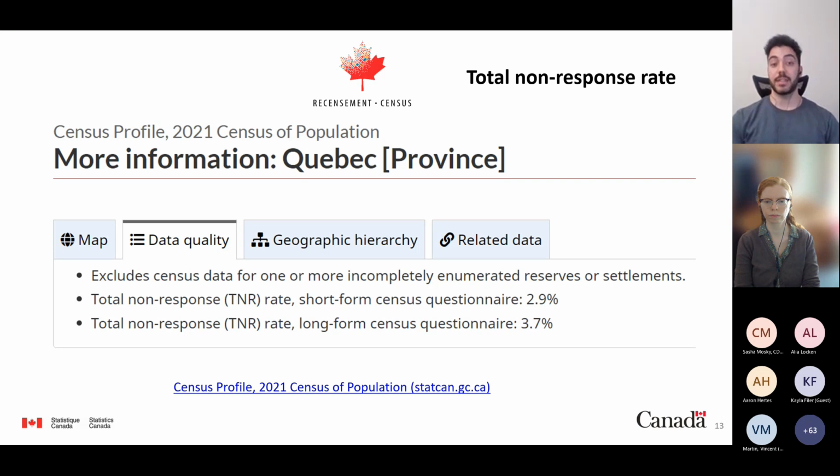So here we have an example of data quality pertaining to one of our disseminated products, which is a census profile. For the province of Quebec, if we look at the second row, we can see that Quebec has a short form TNR rate of 2.9% and a long form TNR rate of 3.7%. The link here at the bottom of the slide will bring you to our Statistics Canada webpage, which has an interactive tool for building census profiles.